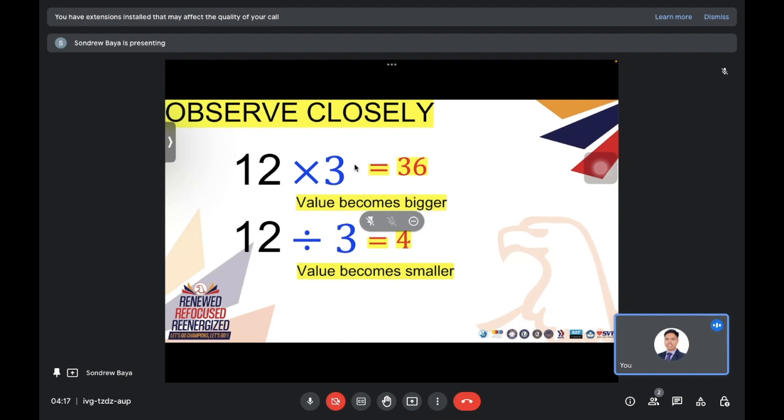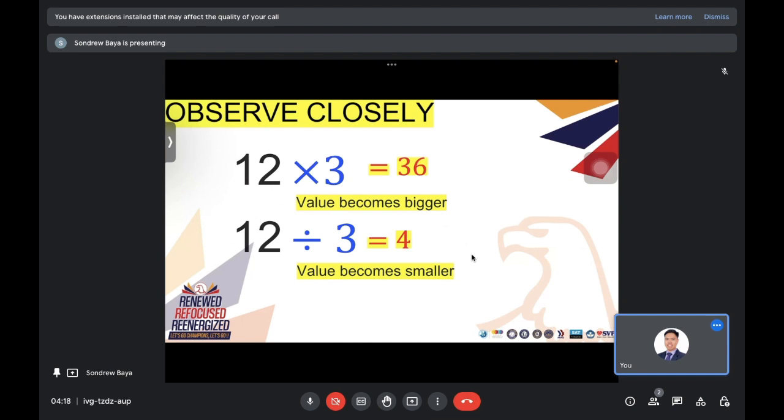Okay? So just put in mind that when you multiply a number by another whole number greater than 1, the value becomes bigger. But if you divide a number by another number greater than 1, then the value becomes smaller.